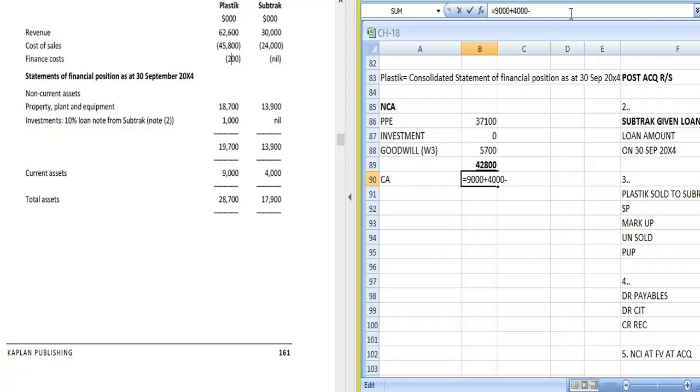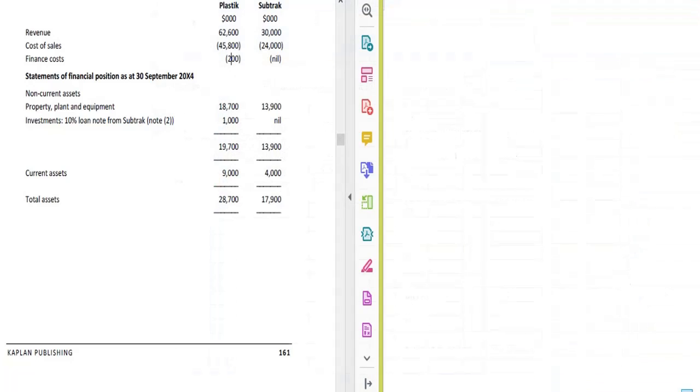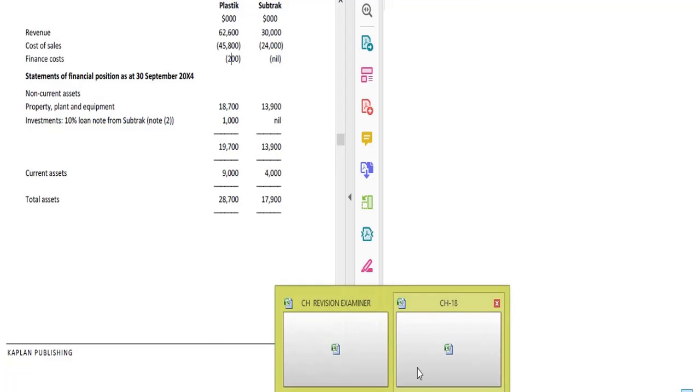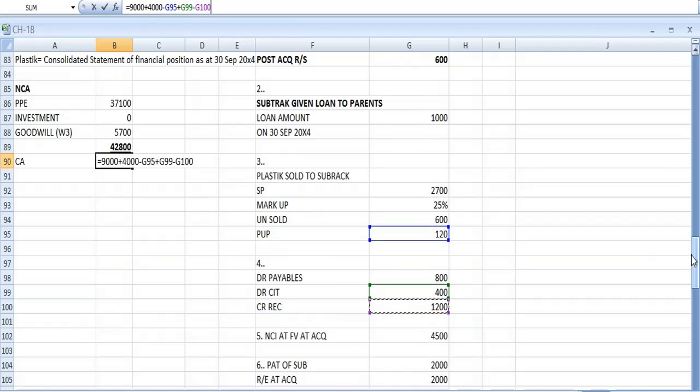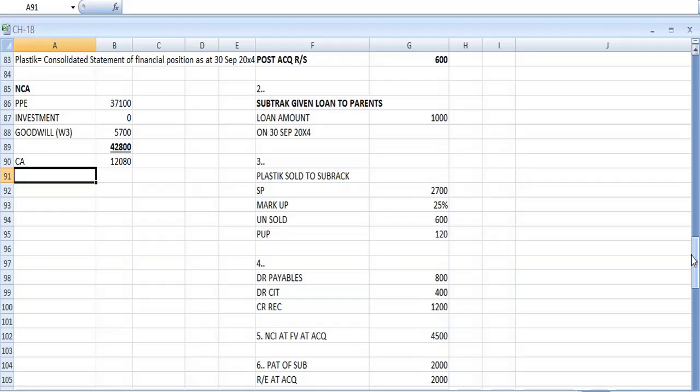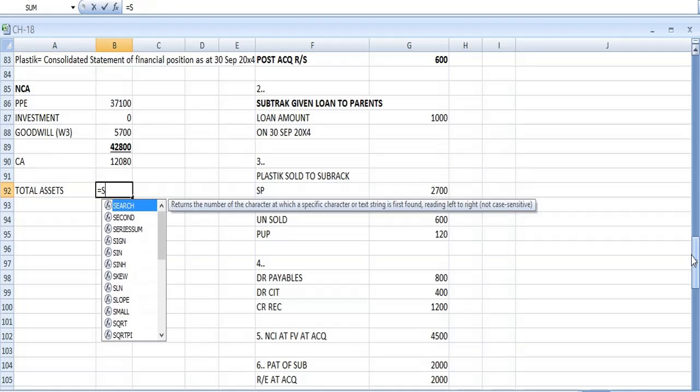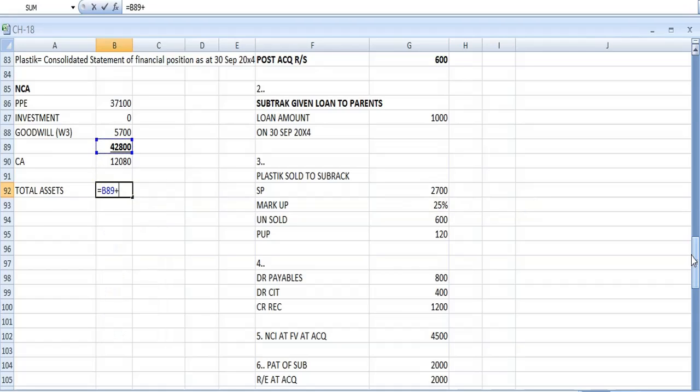So first is the PUP. We will remove the PUP. Okay, so PUP is 120. Then next is, yeah, here CIT, we will add CIT. We will assume the cash has been received, and we will eliminate the receivables, which is 1,200. Anything else? No. Okay, this much is for the current assets. So total assets equal to this plus this.